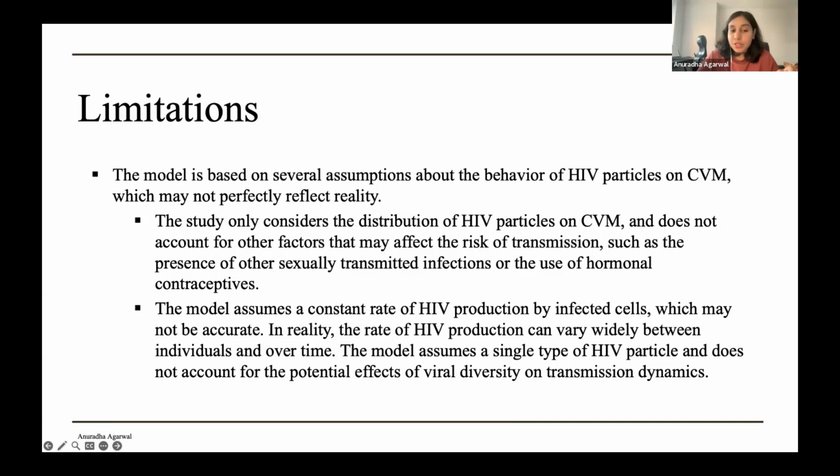And the model also assumes a constant rate of virus production by infected cells, which may not be accurate. In reality, the rate of HIV production can vary between individuals and over time. We are also assuming just one single type of HIV particle and do not account for potential effects of viral diversity on transmission dynamics.